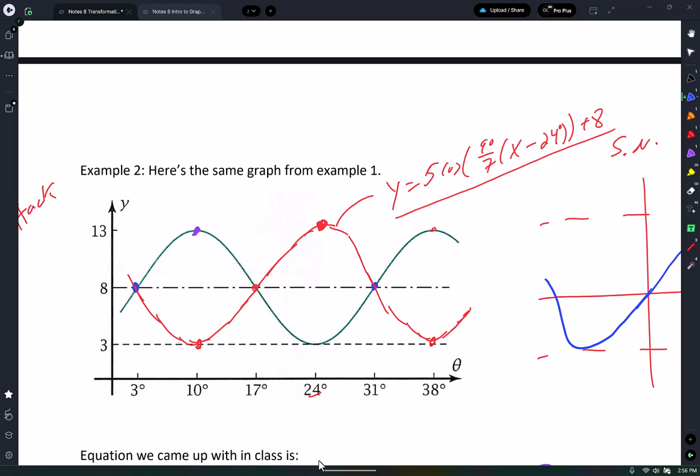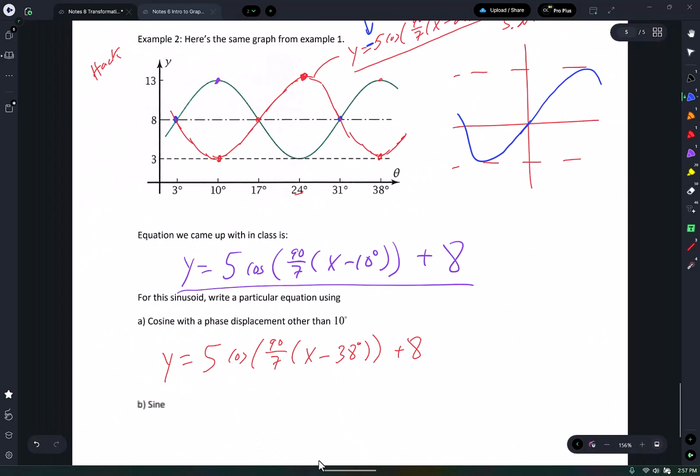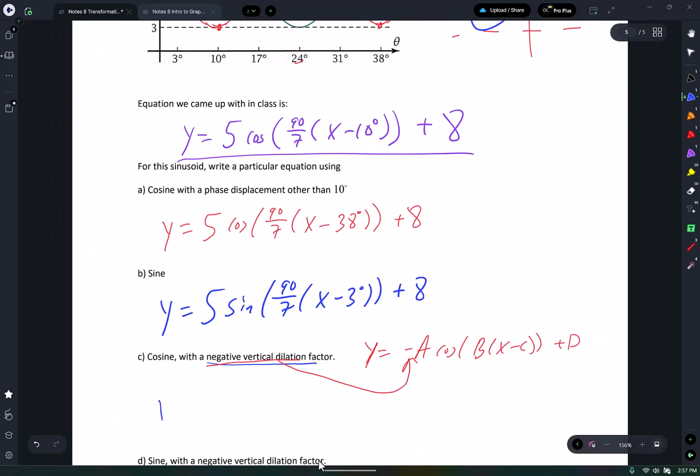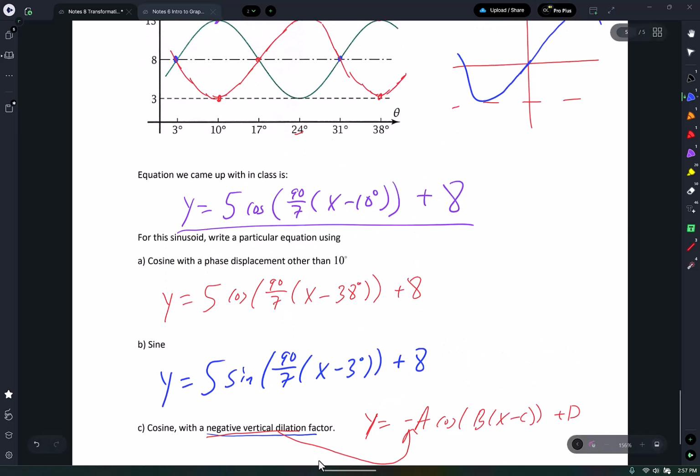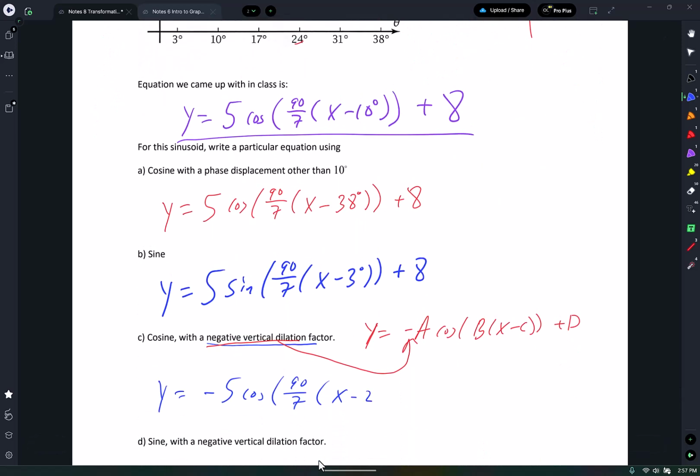If I put a negative in front of that 5, remember what that negative does. It reflects across the x-axis. I know we shifted it up. So what that negative does is it makes the maximums a min, and it makes the mins a max. Does that make sense? So if I put that negative in front there, that red line will turn into this green one. And that's the one I want, the green one. So when it says negative vertical dilation, the equation is y equals negative 5 cosine 90 over 7, x minus 24 degrees, plus 8.